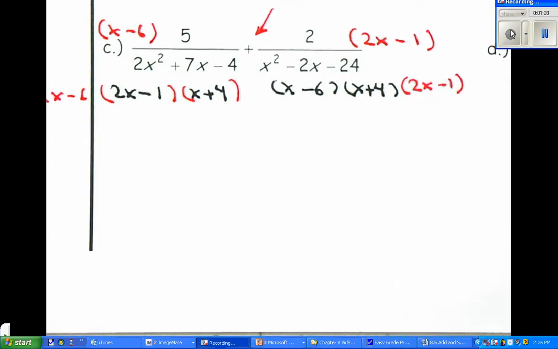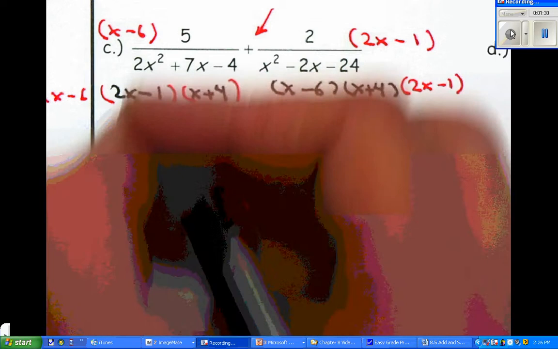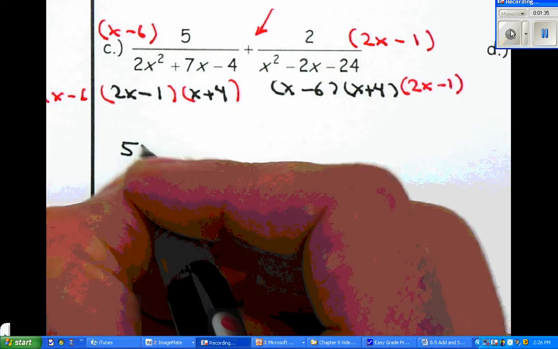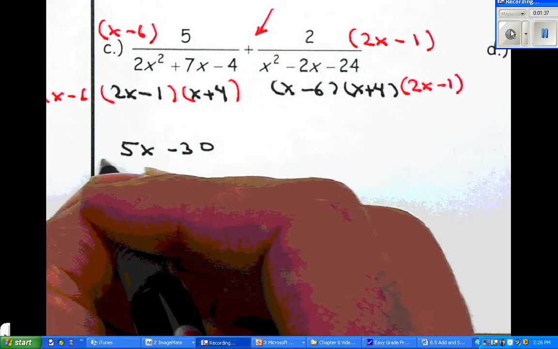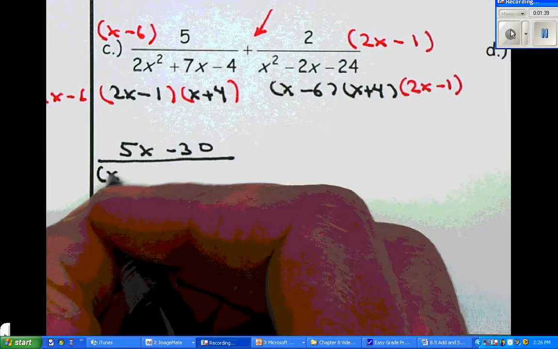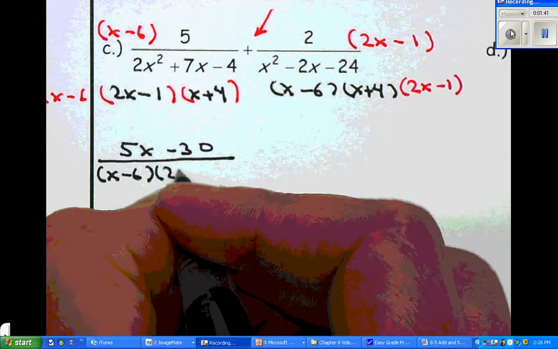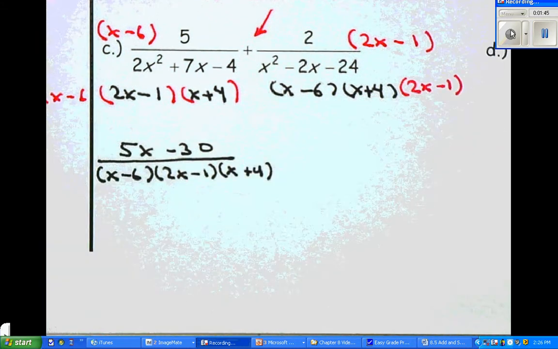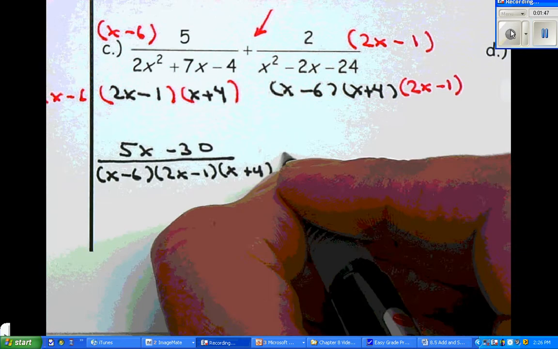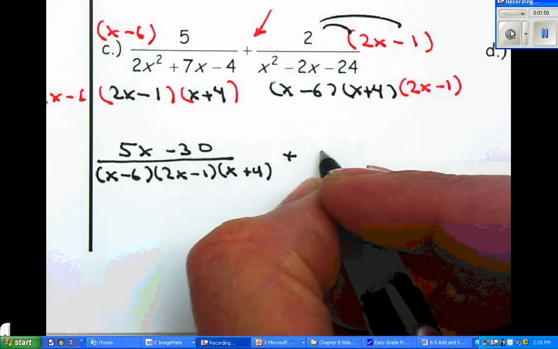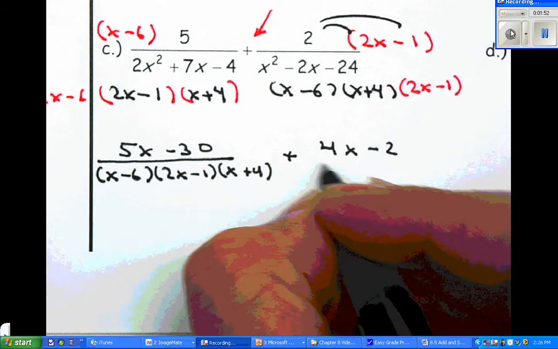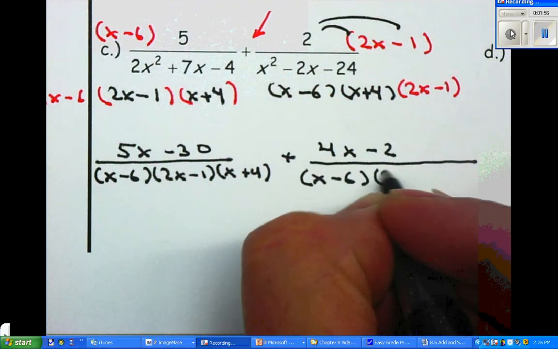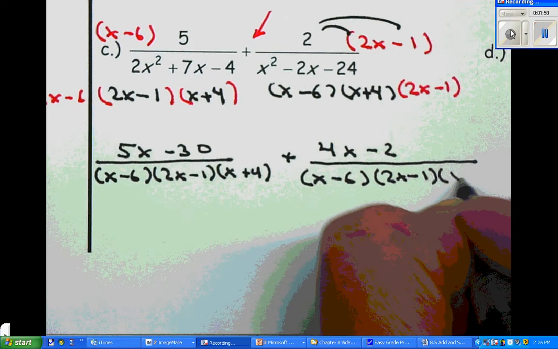Now that the denominators are the same, let me rewrite it. I'm going to use my distributive property, so I have 5x minus 30. Denominator will be x minus 6, 2x minus 1, x plus 4. And I know it's a bit tiny. Plus distributive property in here, so it'll be 4x minus 2. Denominator will be x minus 6, 2x minus 1, x plus 4.